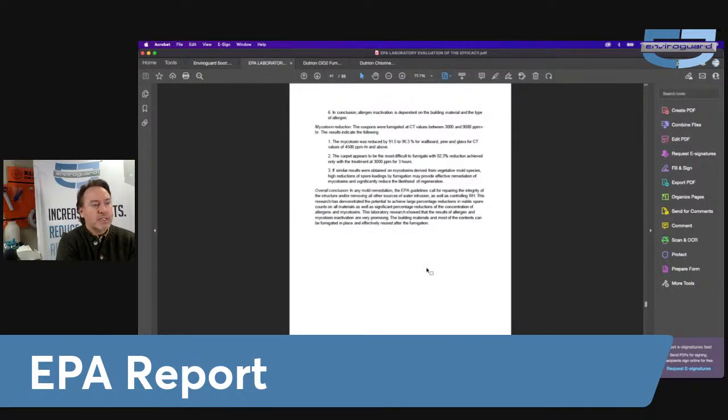In conclusion, allergen inactivation is dependent on the building material and the type of allergen. Mycotoxin reduction: the coupons were fumigated at CT values between 3,000 and 9,000 parts per million hours. The results indicate the following.